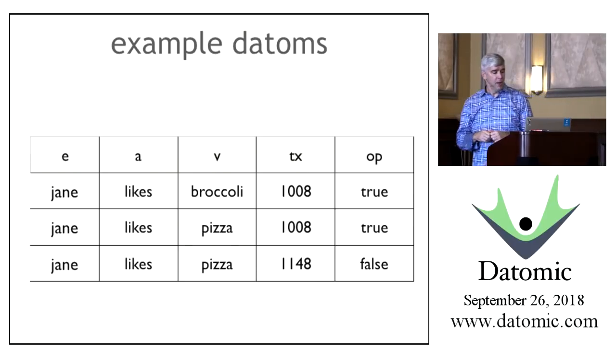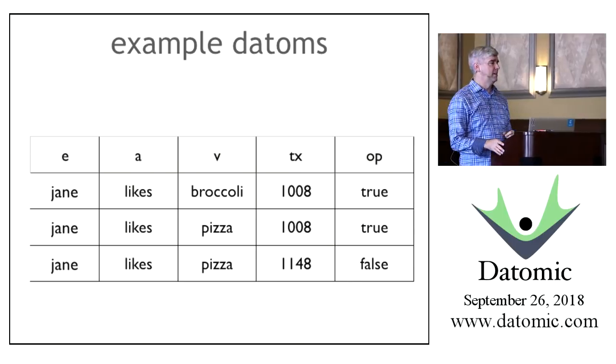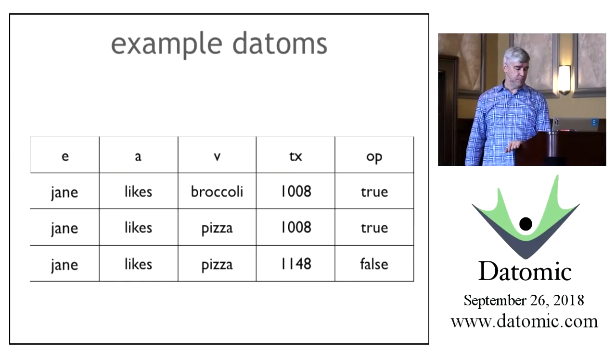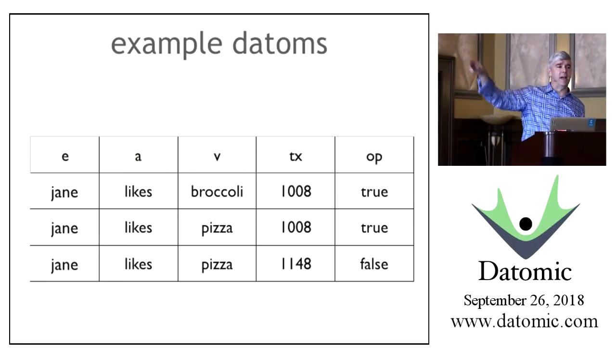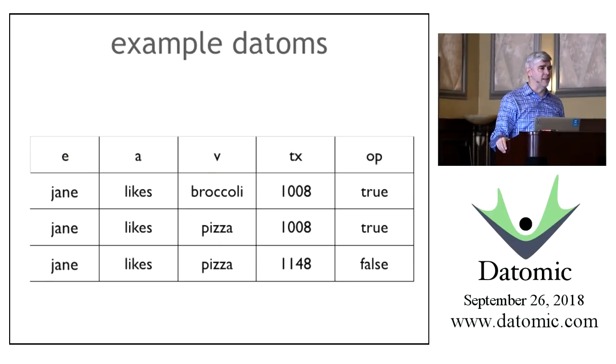Good for Jane. And then at some point, Jane sort of loses the feels for pizza. So at time 1148, Jane no longer likes pizza. And so here you start to get the idea for what deletion looks like in the Datomic world. There is no deletion, right? There is: Jane used to like pizza, and now Jane doesn't like pizza anymore.